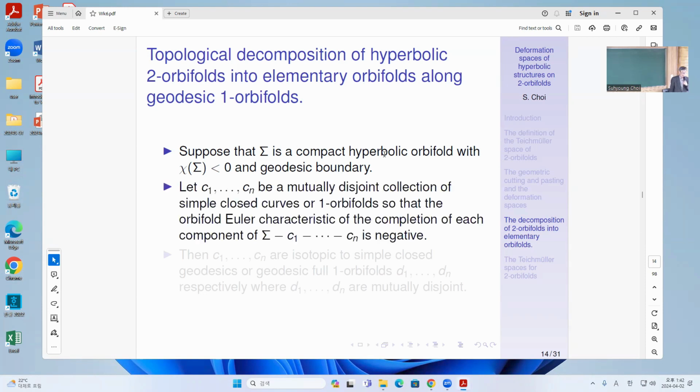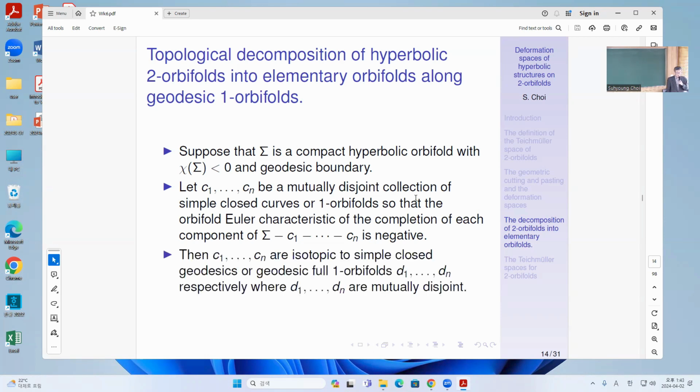So if you have any set of mutually disjoint simple closed curves or one-orbifolds, you remove these, and then you look at each component and complete it, with respect to something like Cauchy completion, and see that the orbifold Euler characteristic is all negative. So suppose we can do that. Then we can isotope these to geodesic or geodesic one-orbifolds, so that they are also mutually disjoint.